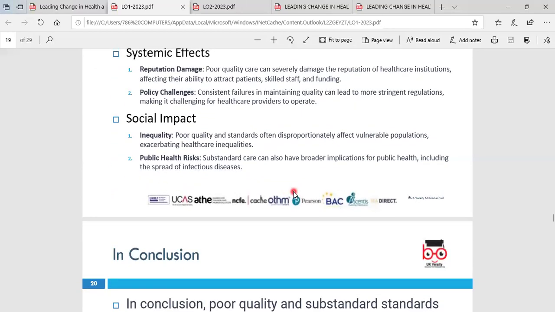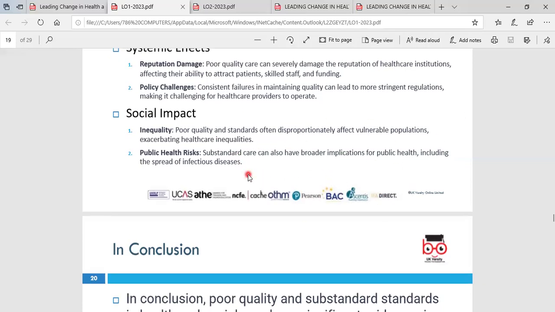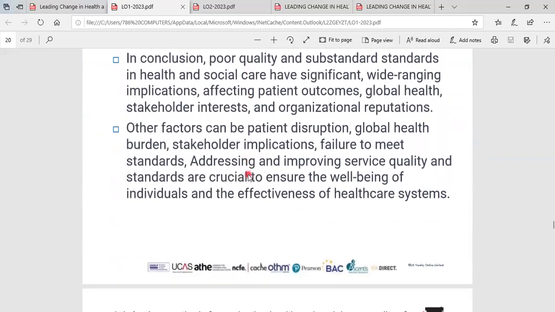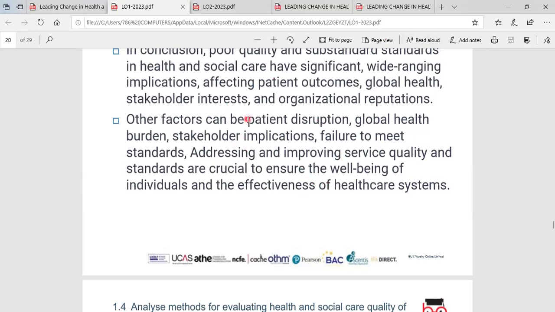It will have social impact also. If there's inequality, we talked about equity and equality. You have vulnerable populations, and if you don't have the standards that you're adhering to, those vulnerable populations who were already at risk and who were already not receiving the care that the not so vulnerable population was receiving, this then brings about further inequality within the healthcare system. Public health risks, we know, there's spread of infections if there's not proper policies for improving quality. So we've talked about this.